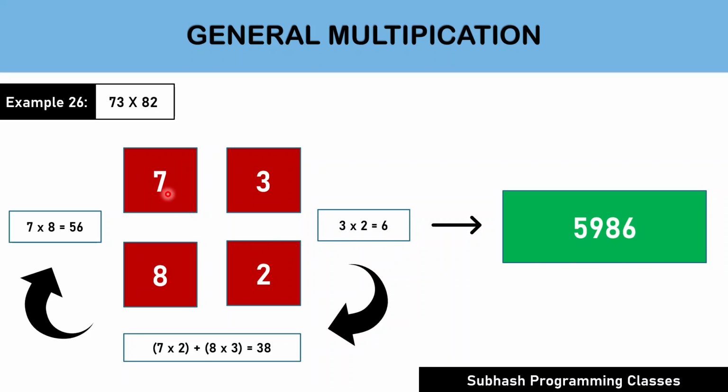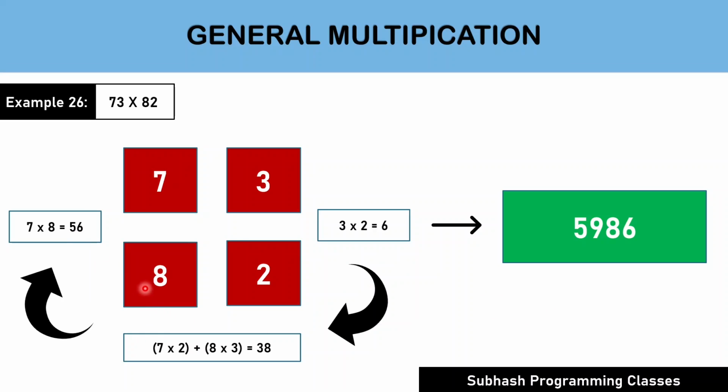Then multiply 7 and 2 as well as 8 and 3 and add both the results. That is 14 plus 24, which will result in 38. Keep 8 in the tens place of the answer and carry forward 3 to the next step. Now multiply 7 and 8 to get 56. Add the carry forwarded 3 to 56 and put this in the 100th place.